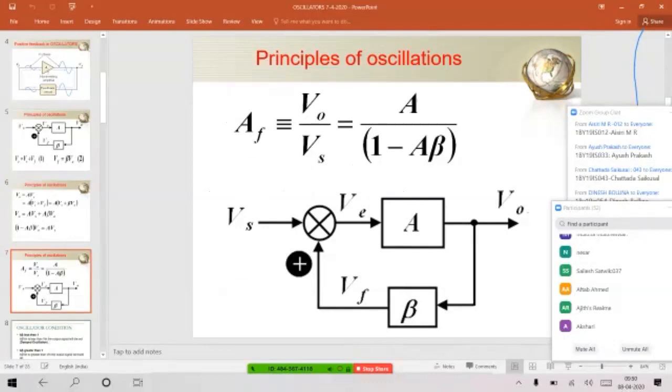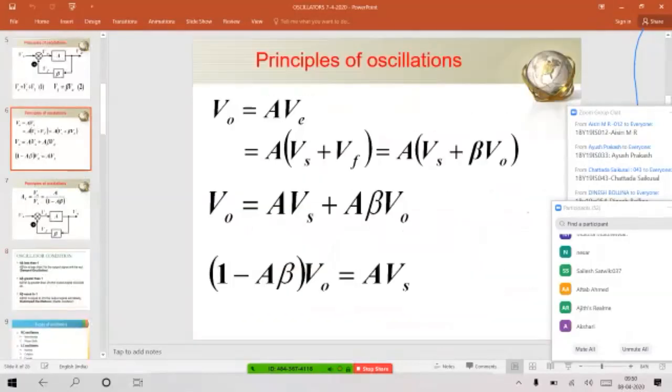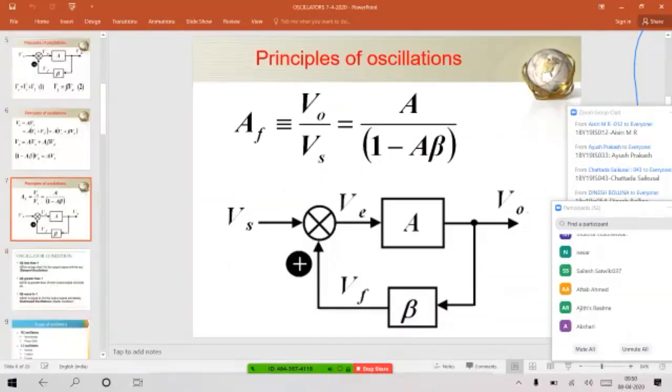From this, you can comment. On this expression, you can start commenting. So from the expression, when A beta is less than 1, what happens to the oscillator? When A beta is greater than 1, what happens to the gain? And when A beta is equal to 1, what happens to the gain? Okay, so, or oscillations. So these are the different conditions. A beta less than 1, first case.